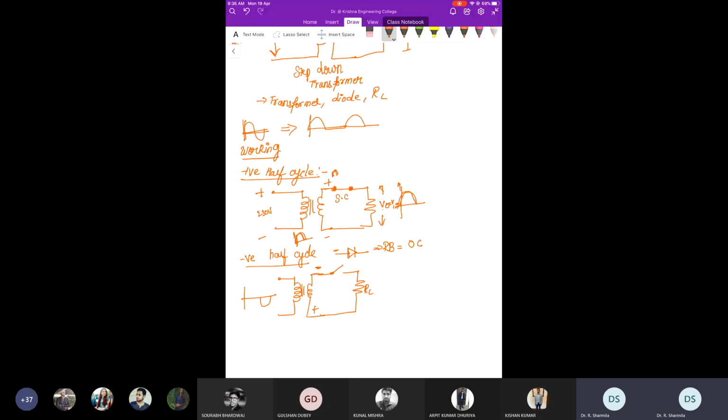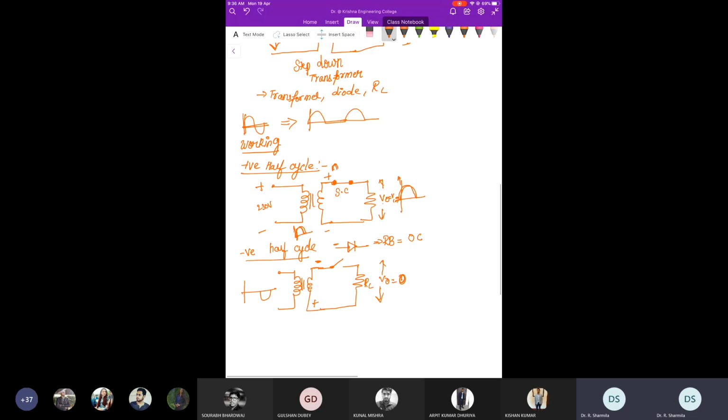I am going to measure my voltage. If the circuit is open circuit, there is no flow of current, so the output is equal to 0 volt. That means, for example, I will draw the waveform. This is my input signal. So here I am considering the interval 0, pi and 2 pi.